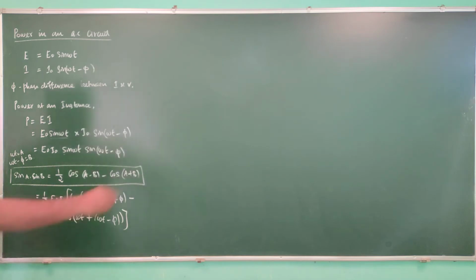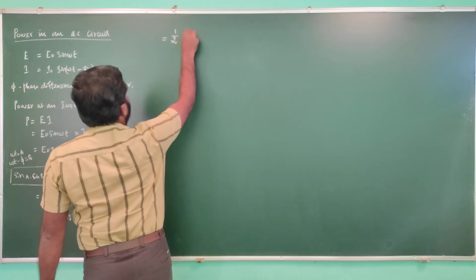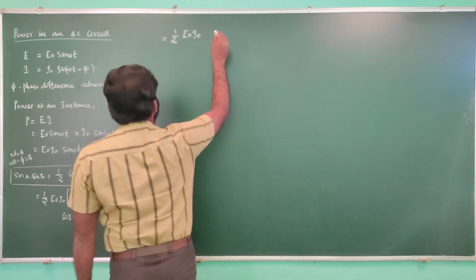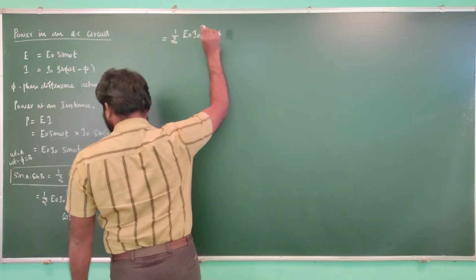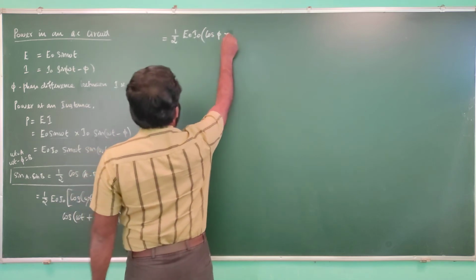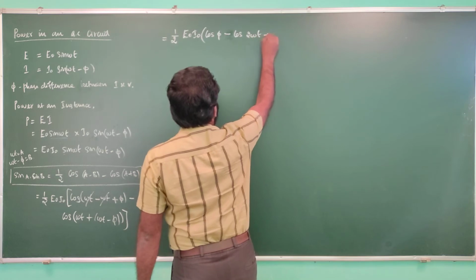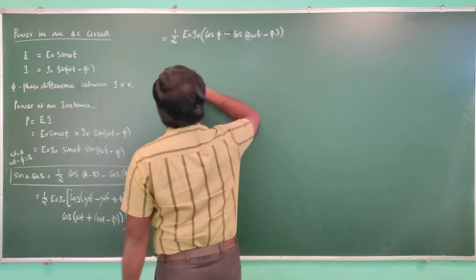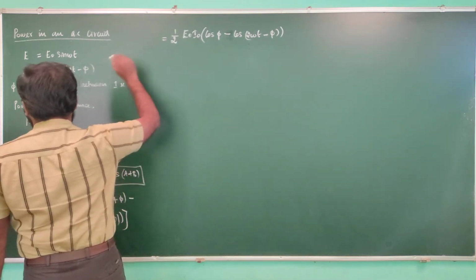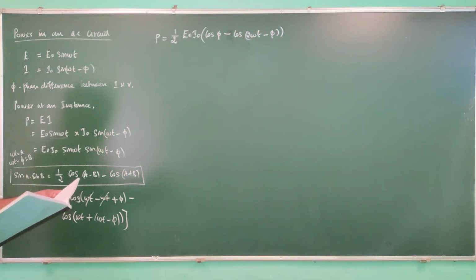So this equation will be written like this: 1 by 2 E naught I naught [cos phi minus cos (2 omega t minus phi)]. So this is the equation for instantaneous power.